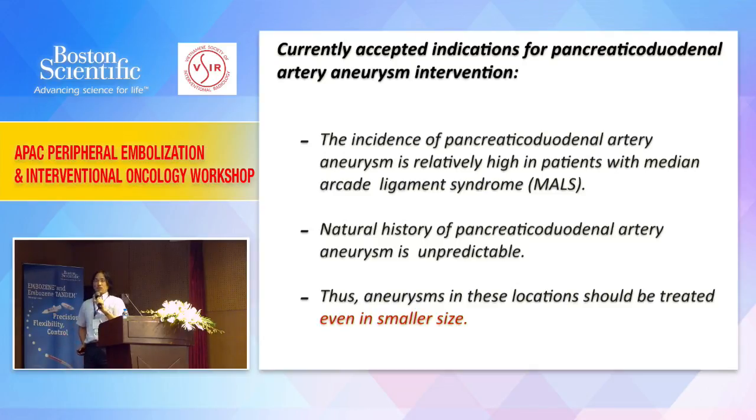And the natural history of this aneurysm is unpredictable. That means this kind of aneurysm can rupture irrespective of the size. Even in a very small aneurysm, there is a risk of rupture. So we must treat this aneurysm, even if it is of smaller size.